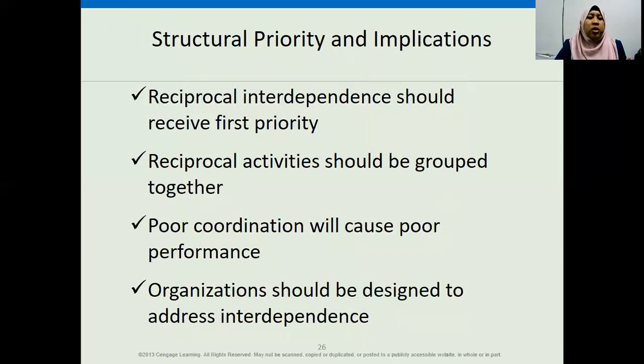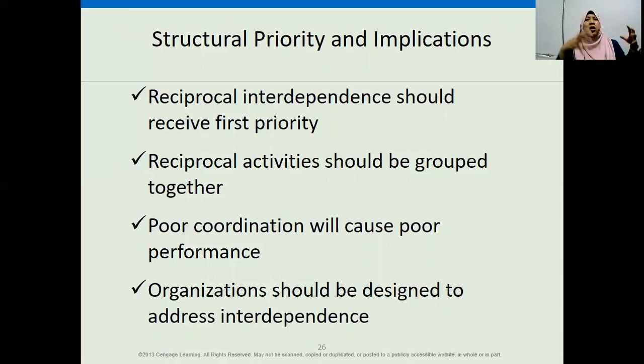All right, so we do have the structural priority and implication. Reciprocal interdependence should receive first priority, and reciprocal activities should be grouped together. Poor coordination will cause poor performance, of course, and organization should be designed to address interdependence. Whether it's high or low interdependence depends on the sub-unit process of the work itself. If the work needs high interdependence, meaning they rely on each other.